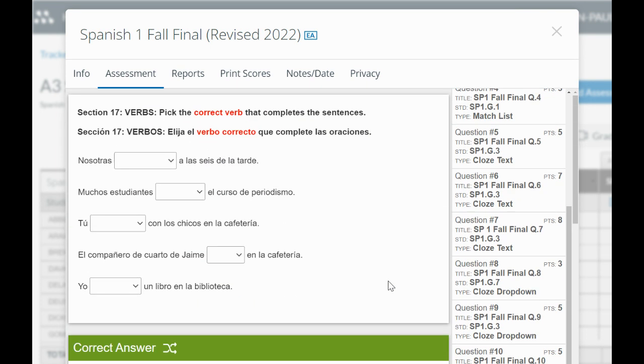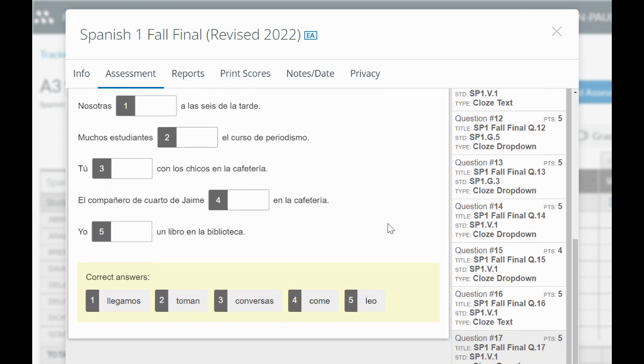Question 17, pick the correct verb that completes the sentence. So you want to make sure you know which verb is which, know which verb is being used, know which conjugation is being used for that as well.